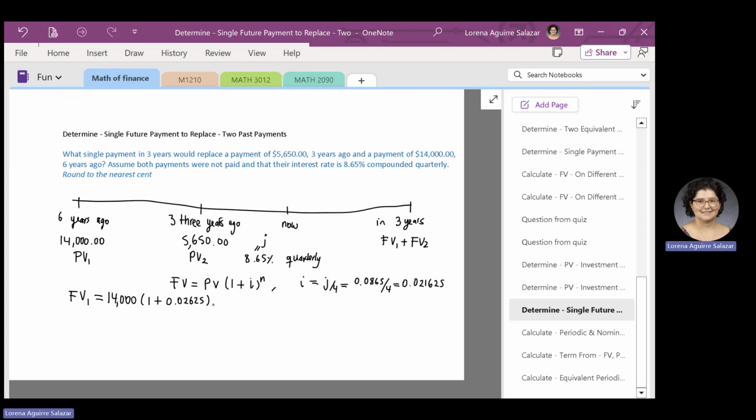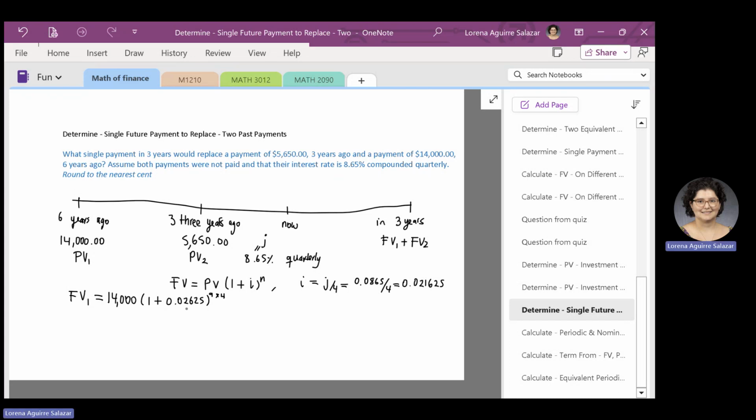Now, between 6 years ago and 3 years from now, there are 9 years. And the compounding frequency is 4, remember, because interest is compounded quarterly. So our n will be the compounding frequency multiplied by the time in years. So we have 9 years multiplied by 4. So we have 14,000 times 1 plus 0.021625, all of that raised to the 9 times 4, or 36.